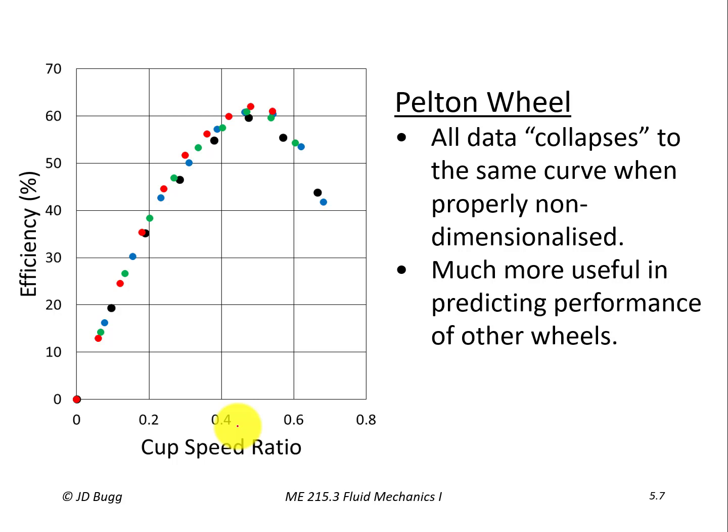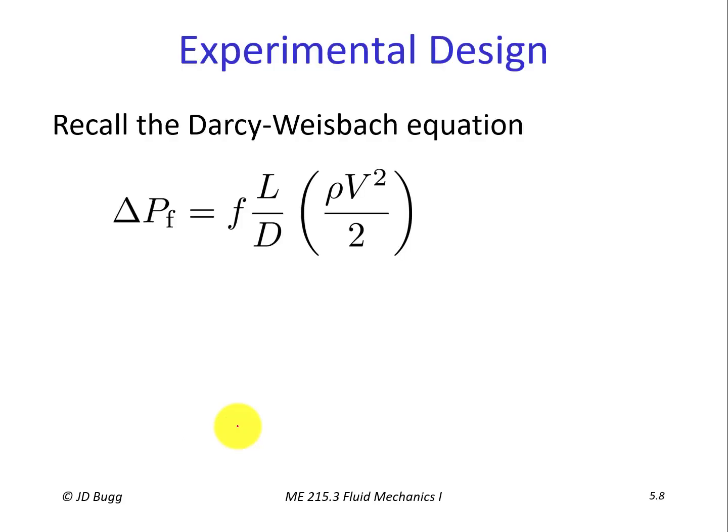Whereas if we represented these results dimensionally, like we did on the last slide, it's much harder to use that in other applications or in other situations. So these two things, the Pelton wheel data and the minor loss coefficient, have illustrated the first use for dimensional analysis, and that is representing experiments in a compact way. The second thing that we might use dimensional analysis for is experimental design.